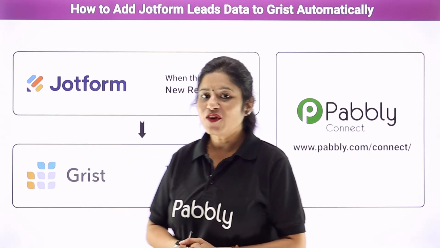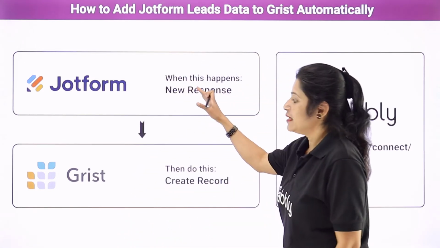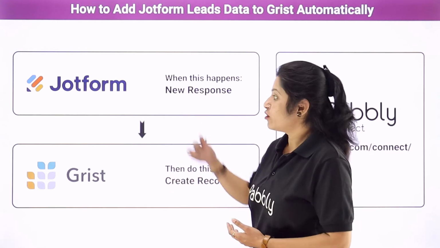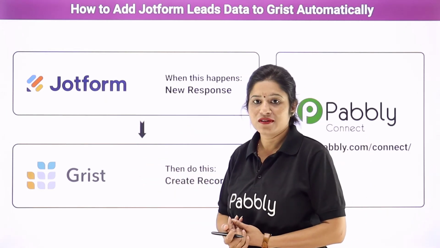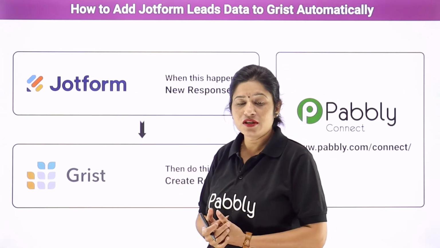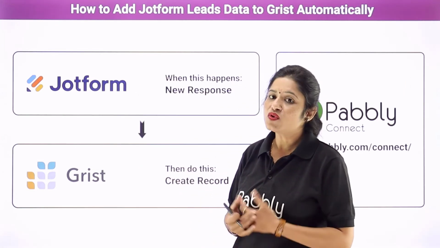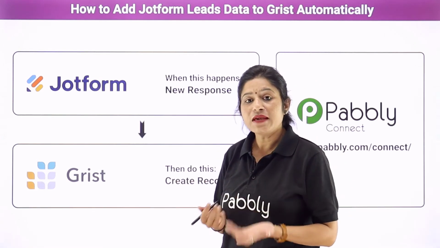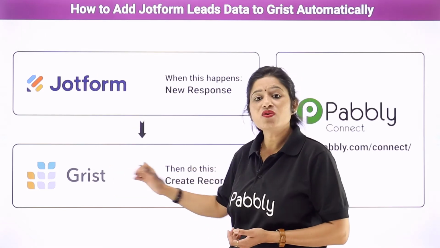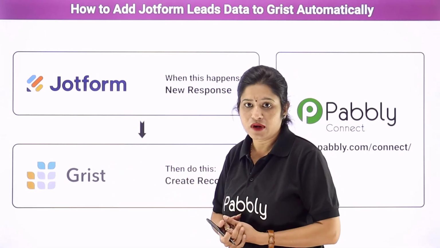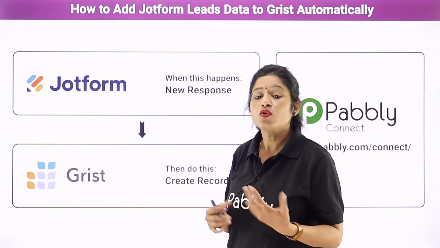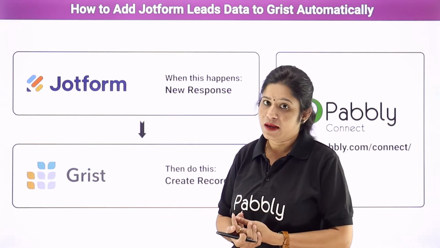So in this video we are going to learn how to add Jotform lead data to Grist account automatically. So first let us understand what these software applications are all about. Here we are using Jotform, which is a form building software application. In place of Jotform we can also use Google Forms, Paperform, Typeform or any other form building software application. And the second application we are using is Grist, which is a spreadsheet program. In place of Grist, we can also use Stackby, Airtable, Google Sheets or any other spreadsheet program.